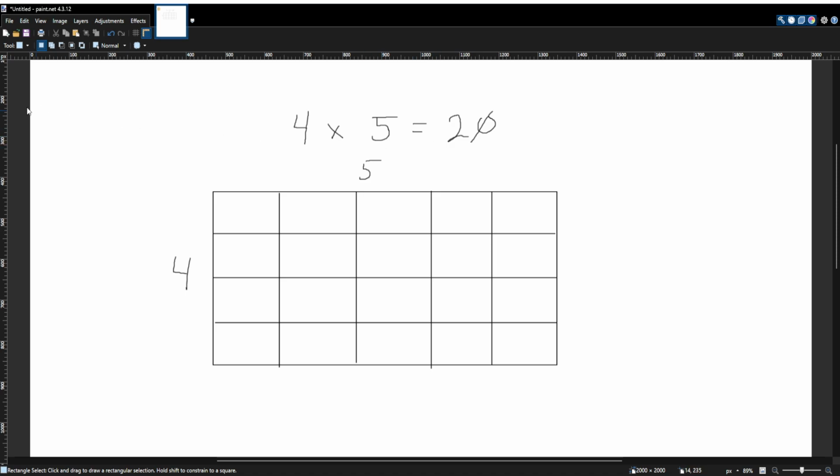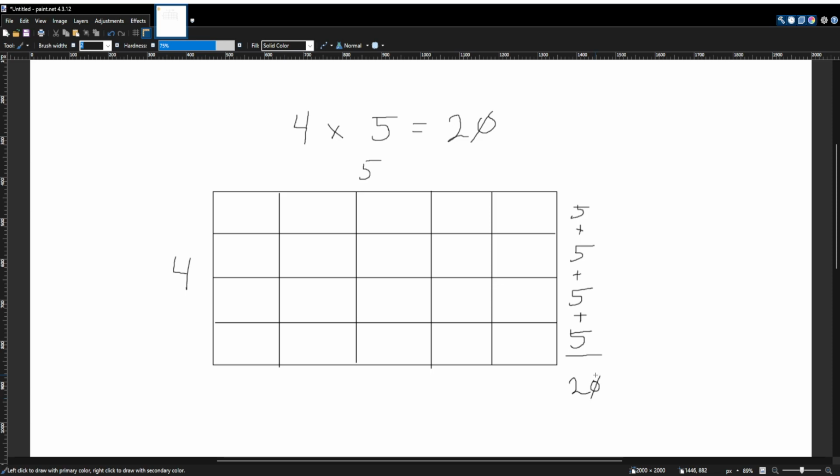And so in this case, if I'm thinking about repeated addition, I can think about how many items are in each of these rows. Well, if I go across, there's 1, 2, 3, 4, 5 in the first row. But this is the same for all of the rows. So all of the rows have 5 items. And when I add 5 to itself 4 times, 5 plus 5 plus 5 plus 5, that gives me 20.